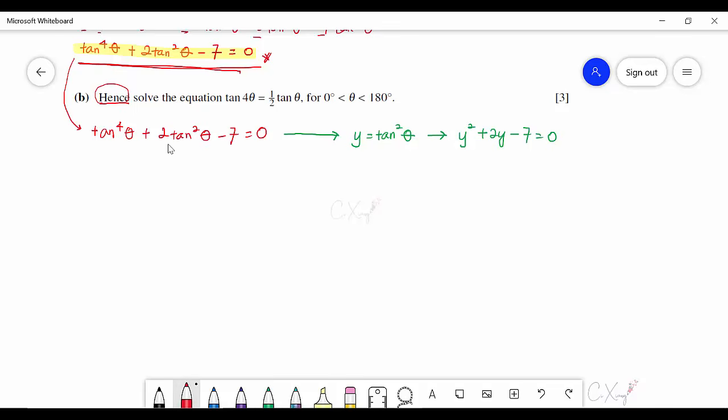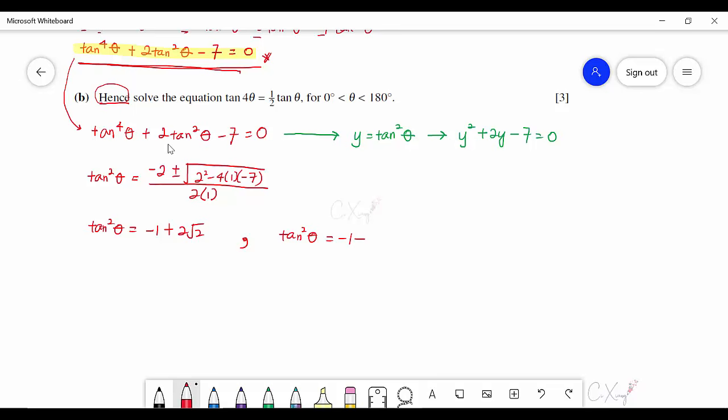This is a quadratic form equation, and I realized that I cannot factorize it, so I will use the formula: negative b plus minus the square root of b squared minus 4ac, then divided by 2a. I end up with two answers for tangent squared theta. The first is negative 1 plus 2 square root 2, and the other is tangent squared theta equals negative 1 minus 2 square root 2.